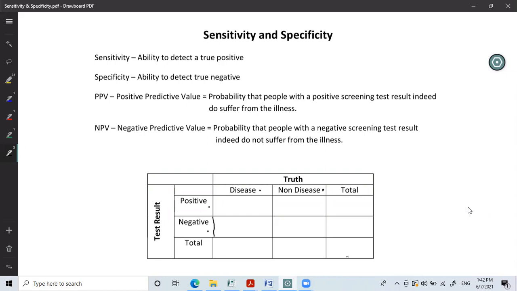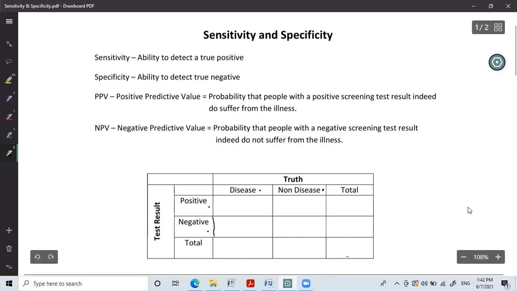Okay, so now let's try to figure out what these 4 cells are representing. If the person is actually suffering from the disease, that is the first column. And the test also gave the positive result. So that is called a true positive. You can understand that. This is the true positive.